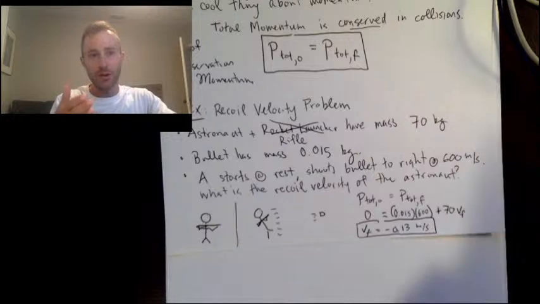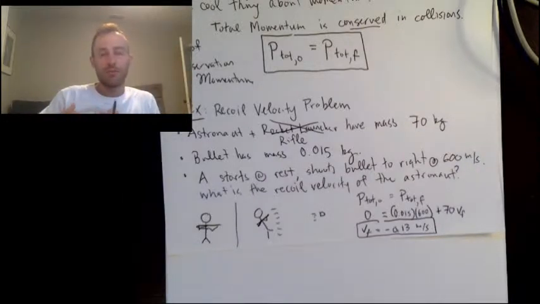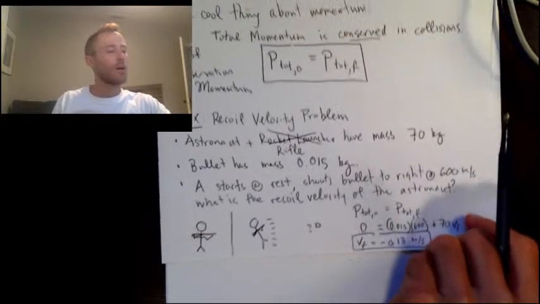When you fire a bullet on Earth, your body and the Earth absorb the recoil. And because the Earth is so massive, there's hardly any recoil at all. There is a recoil, but it's incredibly slow because the bullet is so much lighter than the Earth. So I call that a recoil velocity problem.